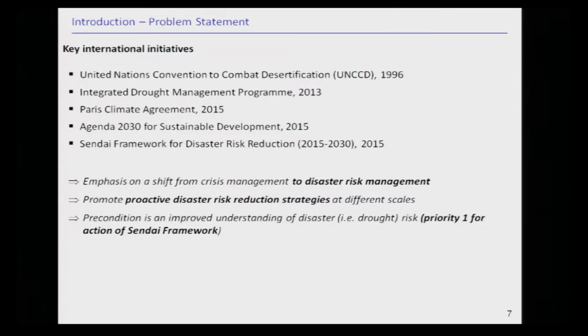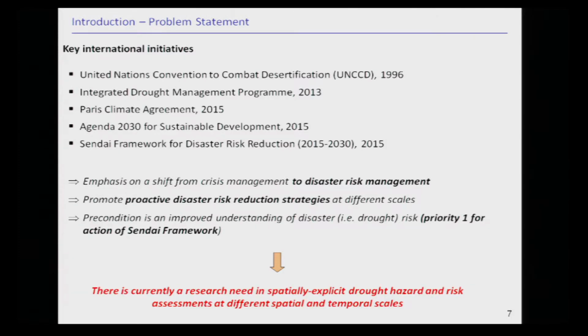What is a precondition of those proactive disaster risk reduction strategies, as well as implementation of the shift from crisis management to disaster risk management? Basically, the precondition is an improved understanding of disaster. In our case, it is drought. And this was also documented in international frameworks. For example, the Sendai Framework for Disaster Risk Reduction put it as priority number 1 for action. And what do we need to have this improved understanding of droughts?